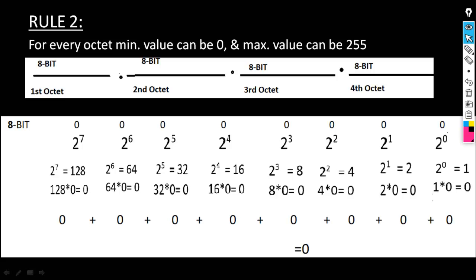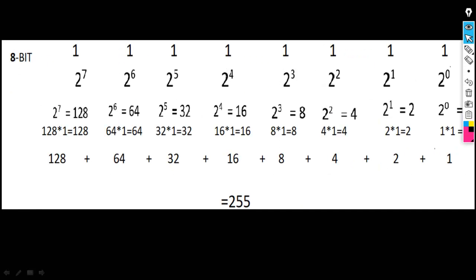Now I'll explain why maximum value can be 255. Now the maximum value of a bit can be 1. So you can see here 2 to the power 0 equals to 1, and 1 into 1 is equals to 1. Same way, 2 to the power 1 is equals to 2, and 2 into 1 equals to 2, and the value which we will get is 2.